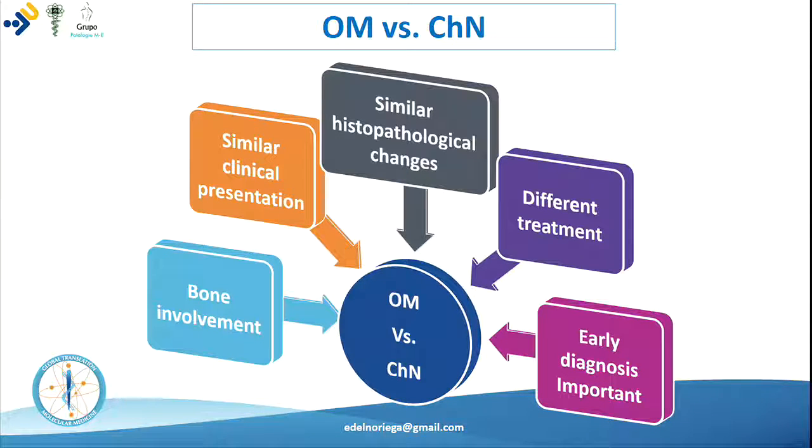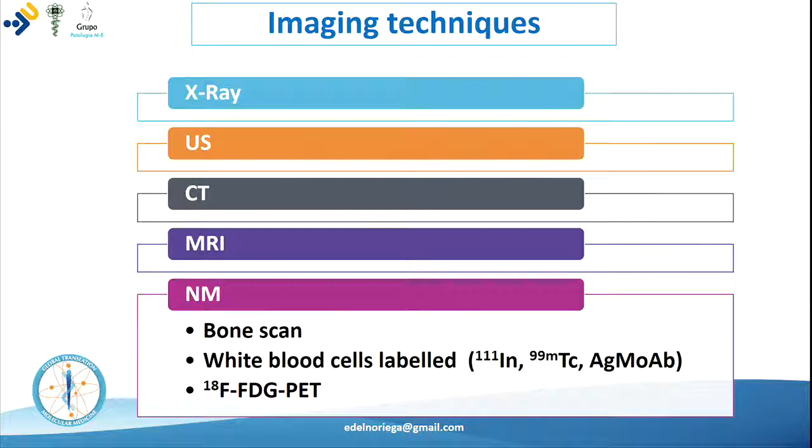The main differential diagnosis with osteomyelitis in diabetic foot is Charcot neuroarthropathy. Why? Because both pathologies have bone involvement. Both have similar clinical presentation with similar histopathological change, but very different treatment and management. So an early diagnosis is very important, and here imaging techniques play an important role. We have morphological imaging such as X-ray, ultrasonography, computed tomography, and the test of choice many times in this case is MRI, but sometimes it cannot differentiate osteomyelitis versus Charcot neuroarthropathy.